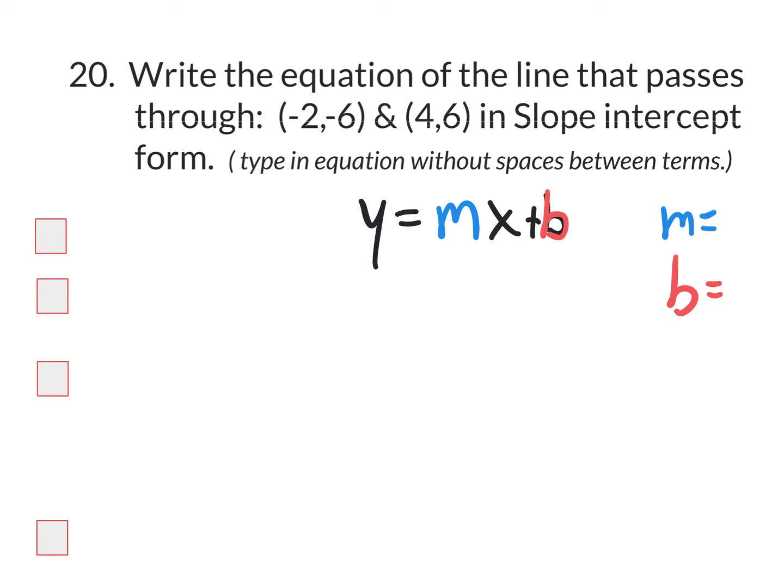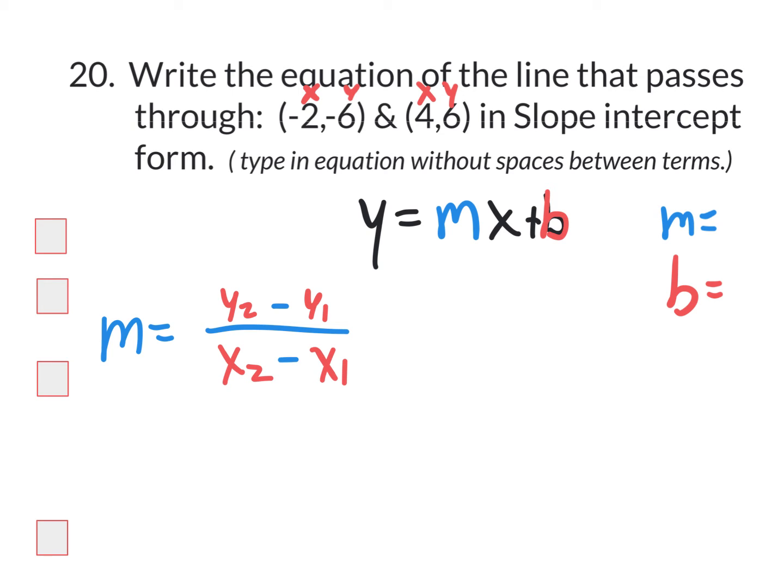Do they give us an m or a b? Well, indirectly, they give us an m because they give us 2 points, right? And what are points? They're an x value and a y value, an x value and a y value, and you should have your slope formula memorized, which is y2 minus y1 over x2 minus x1. And your first point, we're going to call that x1, y1. Your second point, 4, 6, you're going to call that x2, y2.